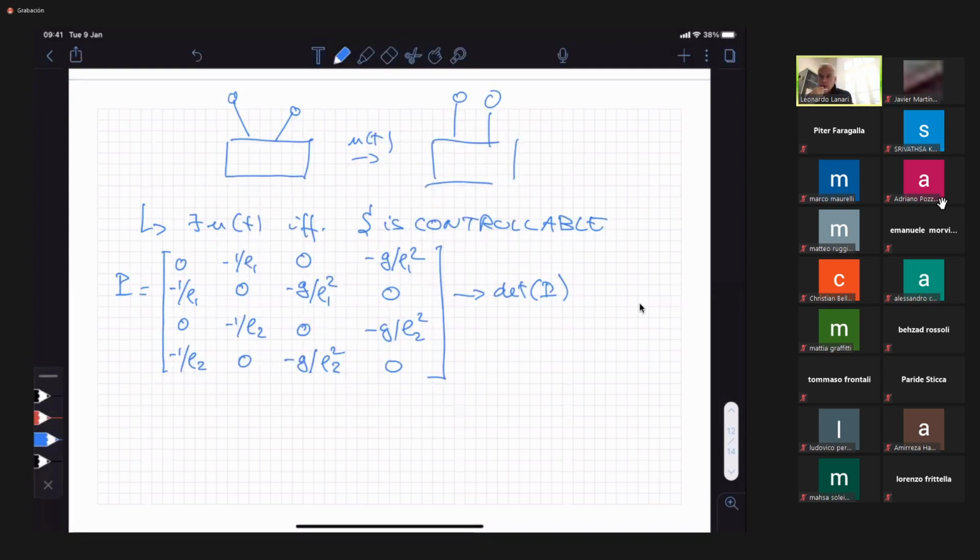First, do you think it's possible? Imagine we have these two pendulums that start like this. Are you able to move this cart such that these two pendulums go back to the vertical position? Any answer? Are you able to do that? Is it possible?